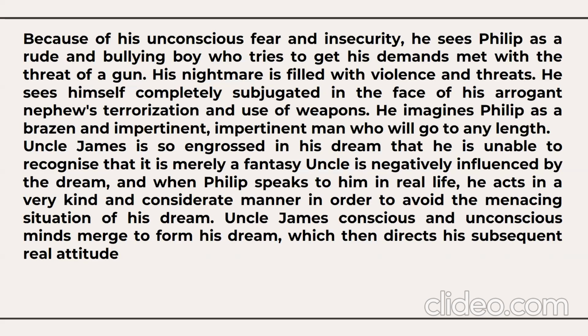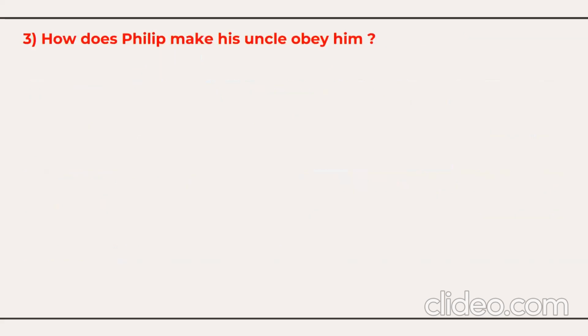So in his dream, what happens? He threatens his uncle, and he also shows the revolver. So he gets afraid. So in the real life situation, he agrees with all the conditions of Philip. Now, how does Philip make his uncle obey him? So, this is also the result of the dream only. It's a very continuous answer. I would say there is a connectivity with the previous question also.